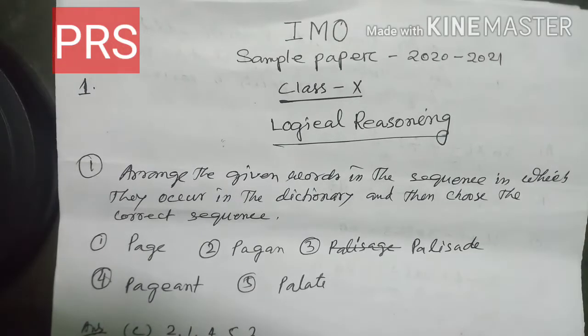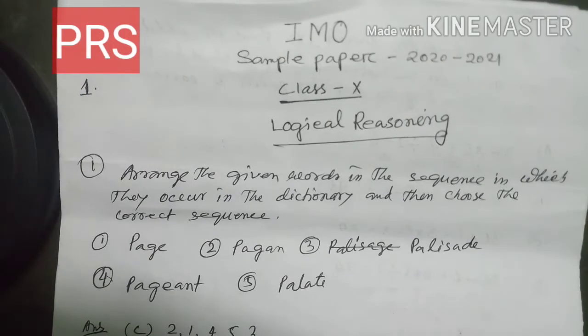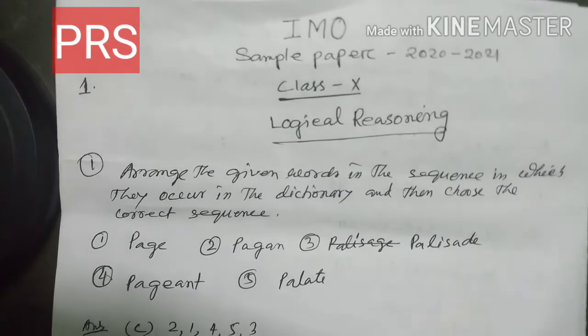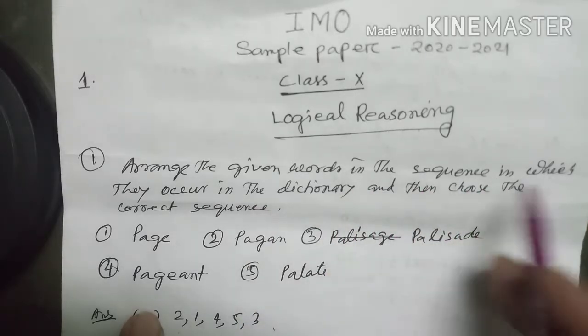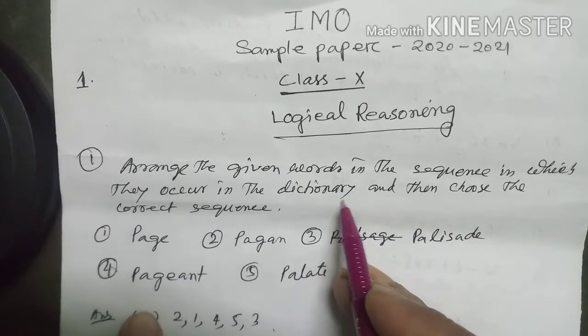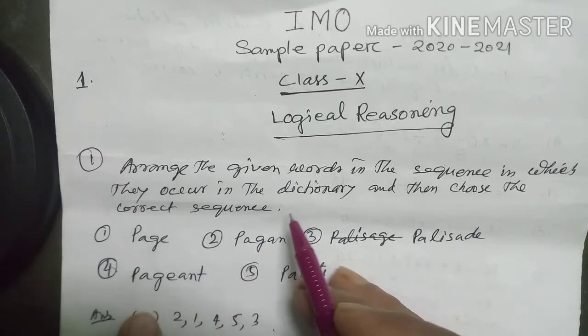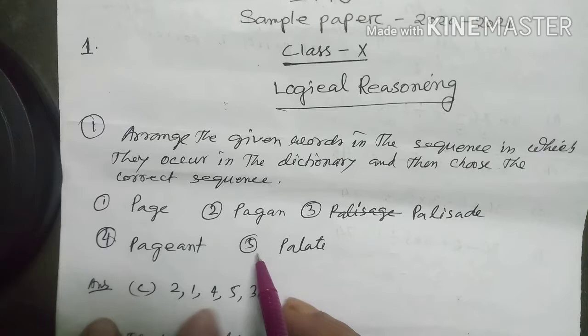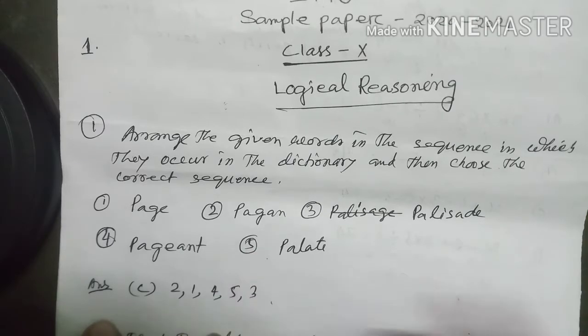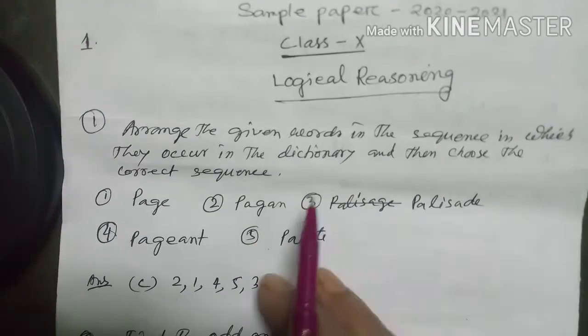Today in this video I am going to solve some sample question paper of IMO for class 10. First question. Arrange the given words in the sequence in which they occur in the dictionary and then choose the correct option. That means there are 5 given words, and we have to arrange these words alphabetically.